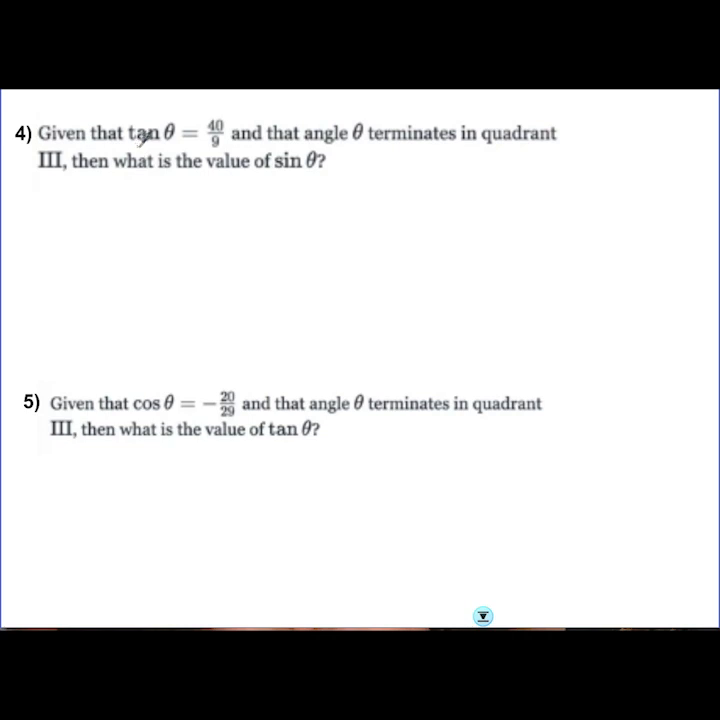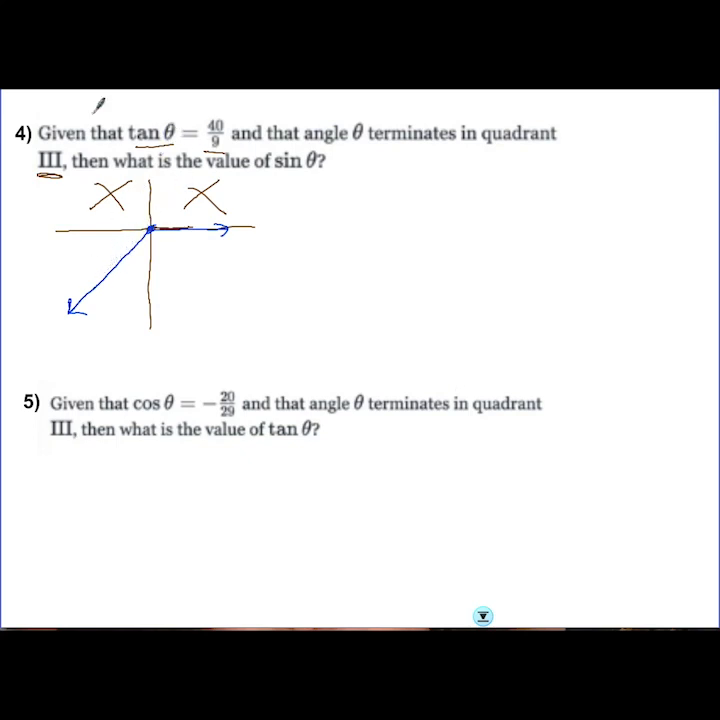Okay, so fine, given that tangent of theta is 40 over 9 and it terminates in quadrant 3. So this is important to have this picture to help us identify this. Quadrant 1, quadrant 2, here's quadrant 3. So here's what it's saying. It's saying we have, let's draw this. We have this initial side and we have this angle that terminates in here. We don't know what this angle is.